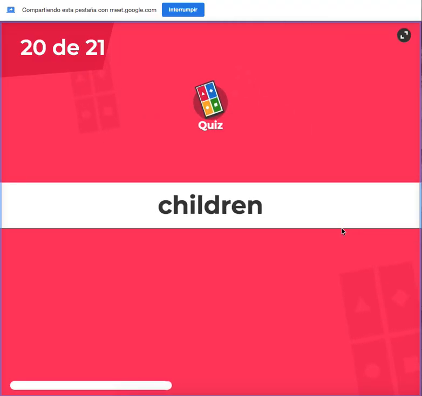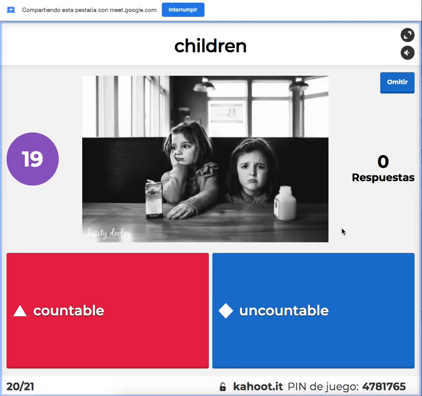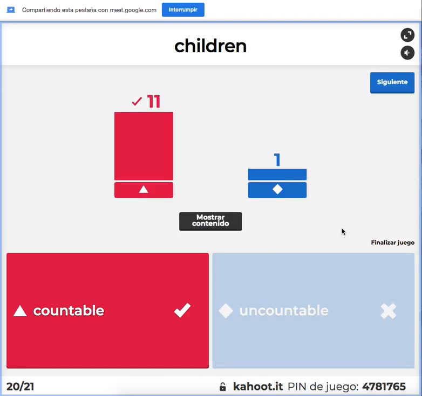Go ahead. Children. Countable or uncountable? Oh, perfect. Very good. Children. This is the plural form, actually.